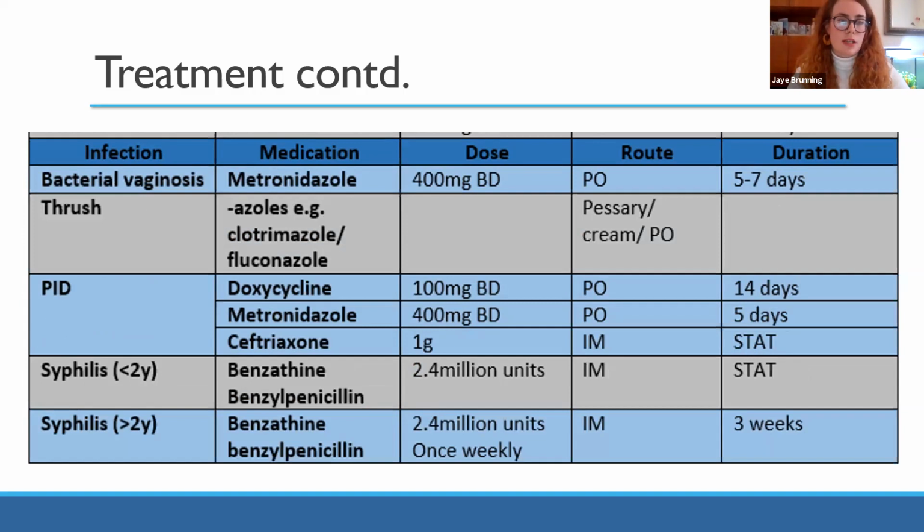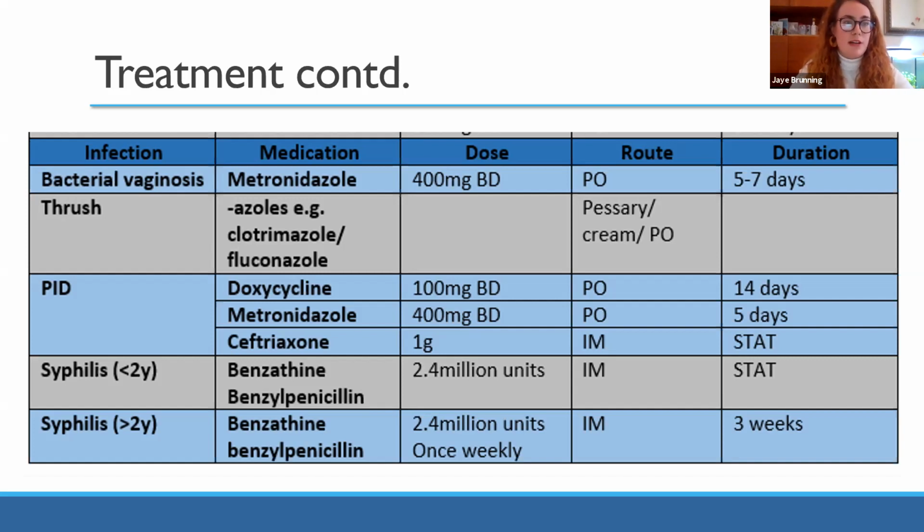For thrush, it's a fungal infection, so we're going to use those antifungals. Antifungals are the azoles, so that's clotrimazole or fluconazole. They are available over the counter if patients would rather not see their practitioner, but if they're getting recurrent thrush, they should probably go and see their practitioner just to make sure nothing else is going on. They're available as pessary creams, or they can be prescribed if patients are having particularly bad infections.